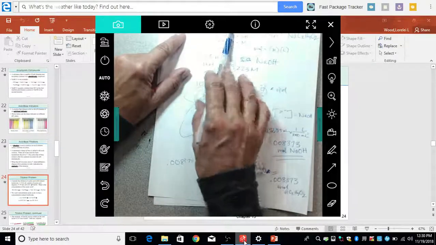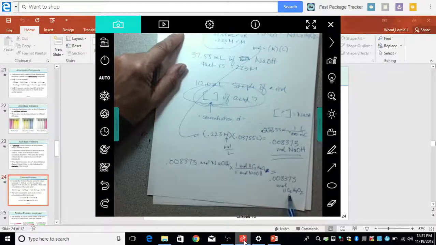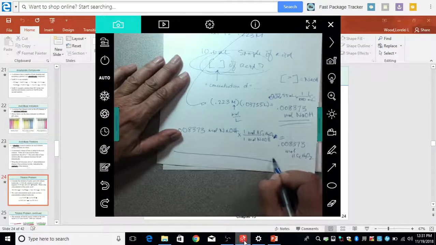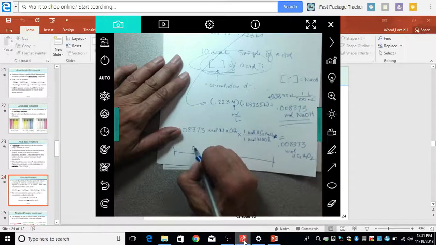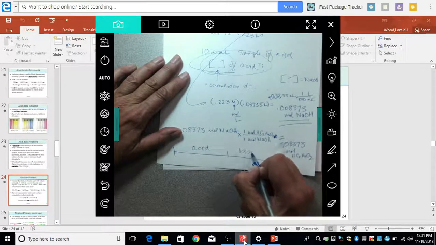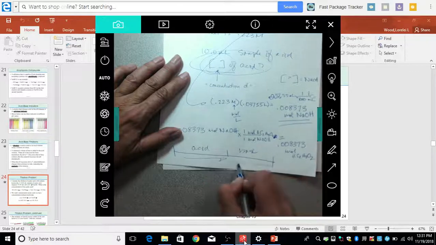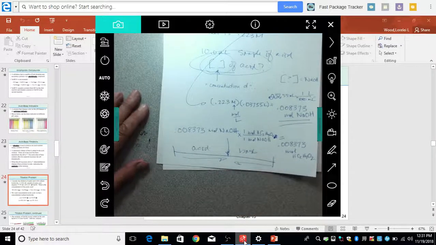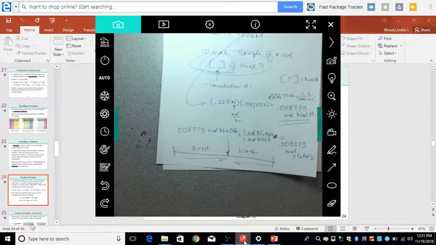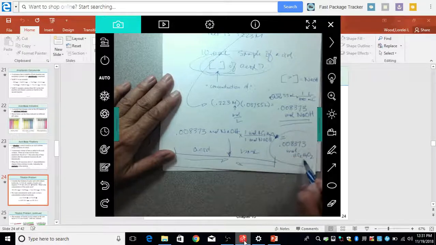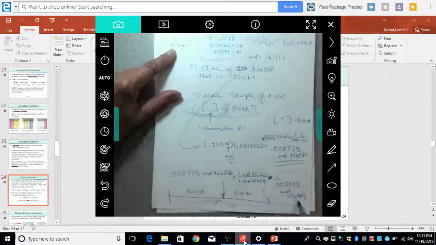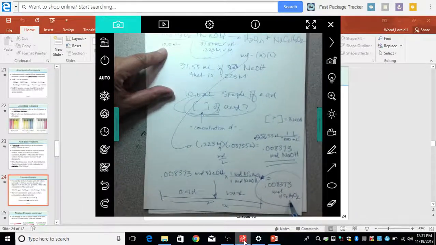If I got that many moles of this stuff, I'm going to have that many moles of that stuff, because remember when you're neutralizing something, this is an acid, this is a base. We add them together till we get to the neutralization point, right? The moles of acid has to equal moles of base, so the number of moles is the same. So here I've got that many moles of acid, but that's not my concentration. How can I figure out my concentration?